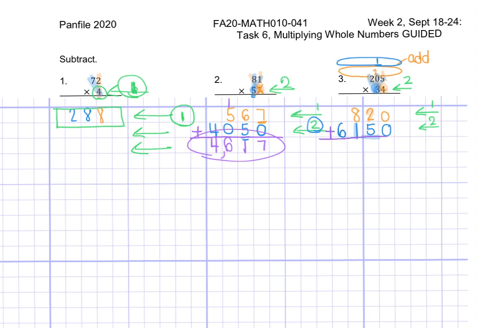We add these, and what do we get? 0 plus 0 is 0. 5 plus 2 is 7. 8 plus 1 is 9. 6 brings down, and I get 6,970.